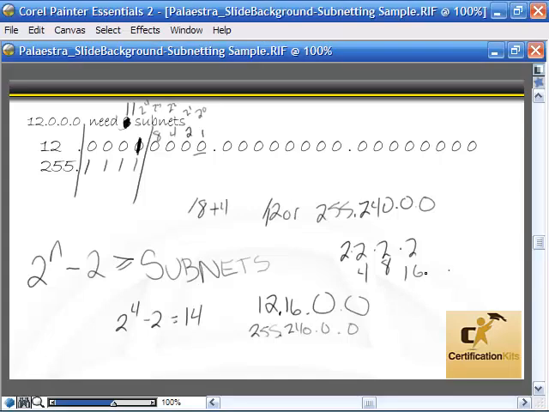Once I have my first subnet, all I have to do to figure out the next subnet is go in increments of this number right here. So I don't even have to mess around with binary anymore. All I have to do is, 12.16 is the first one, so I know plus 16, 12.32.0.0 is the next subnet. And then another 16, 12.48.0.0. Whatever the first subnet number you get, that's the increment the subnets are going to go in, because that's your lowest value in the subnet portion.